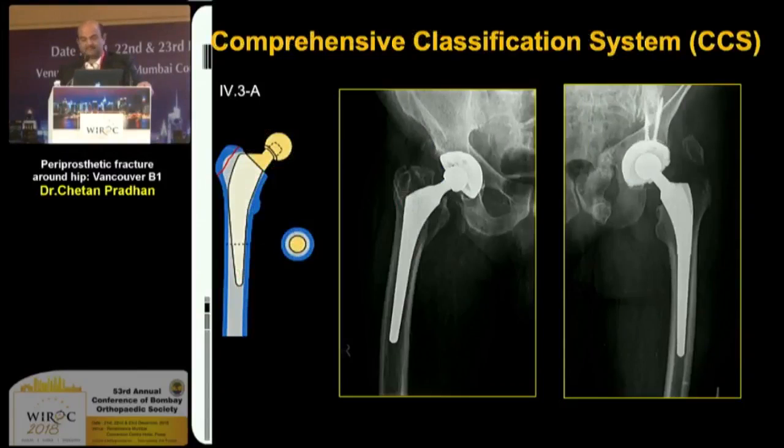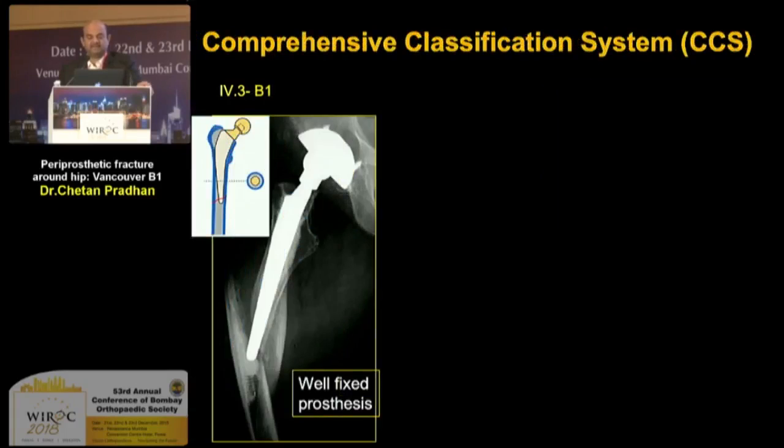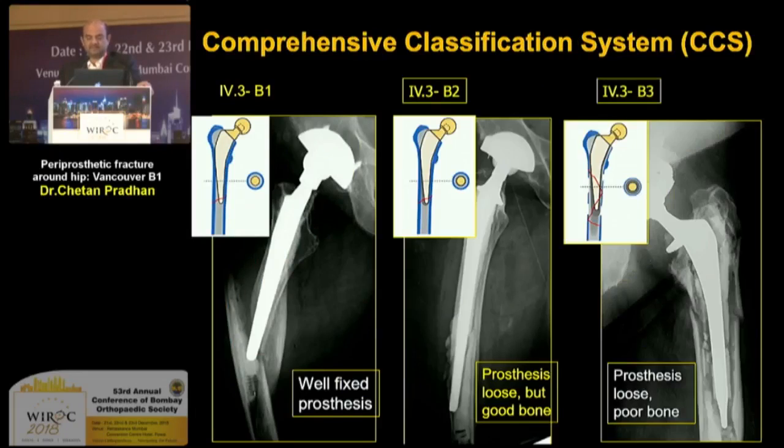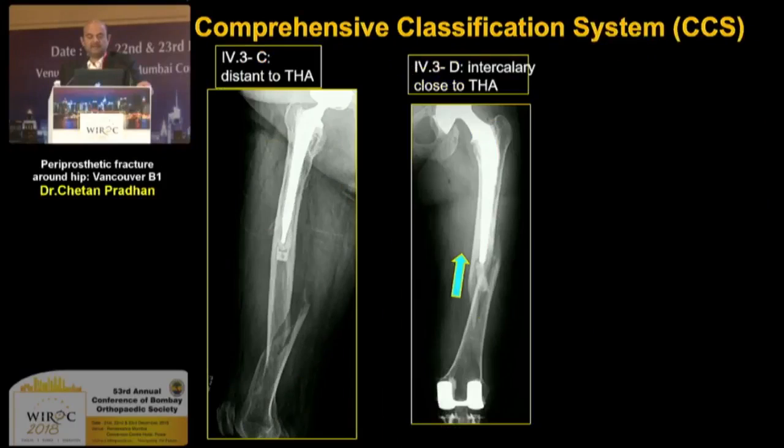As per that, if you look at the periprosthetic hip fractures, then 4-3A will become what is type A in the Vancouver classification. 4-3B1 is where the stem is intact, holding well, and there is a periprosthetic fracture. B2 is prosthesis loose with good bone, and 4-3B3 is where the prosthesis is loose and the bone is poor. Then they have 3 more variants.